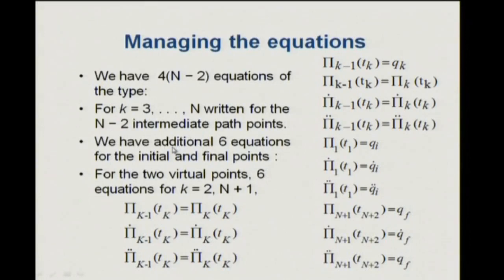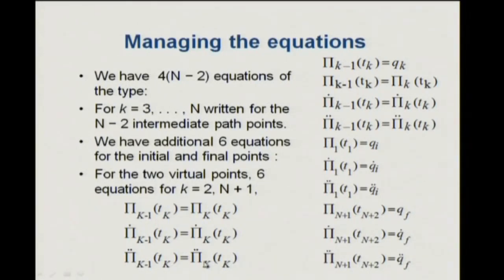intermediate path points. Then you have these 6 additional equations for the initial and final points: position, velocity, acceleration, position, velocity, acceleration, you are specifying them. And then for the 2 virtual points we have 6 equations, for k equal to 2 and for k equal to n plus 1, where I just say position is same, velocity is same, acceleration is same for the 2 polynomials on the 2 sides of it.